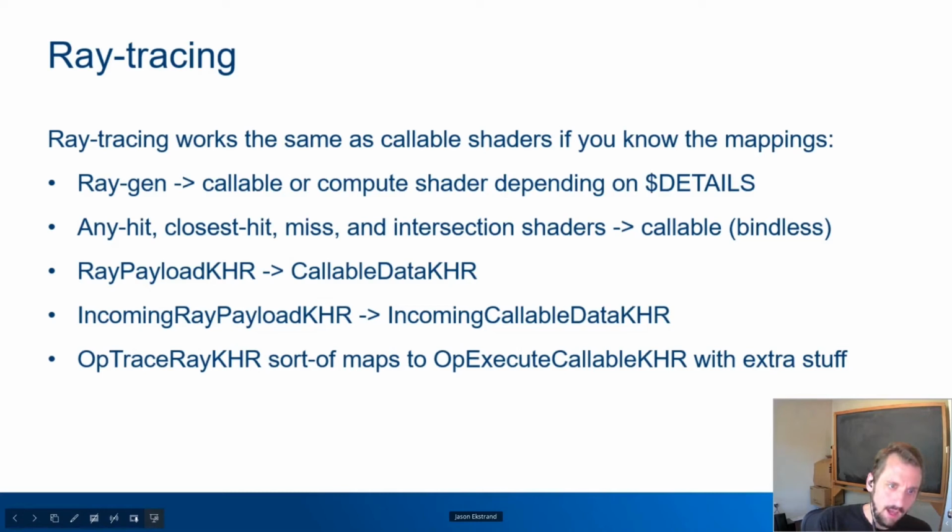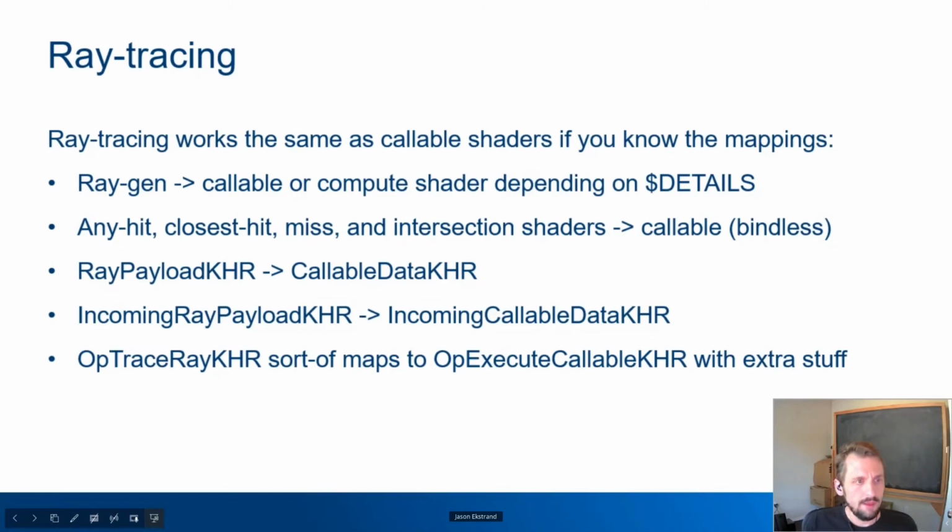Instead of callable data KHR, we have ray payload KHR, and we have incoming ray payload KHR. Those are exactly identical to the callable data ones. The only reason why they're different is, I guess, because somebody decided they needed to be different. We probably could have made them the same storage class, at least as far as our implementation is concerned. And then op traceray kind of maps to op execute callable with some extra stuff. So it's like execute callable in the sense that it does execute callable shaders, but instead of executing a particular callable shader, it goes off and traces an acceleration structure and executes a bunch of shaders depending on what it hits.